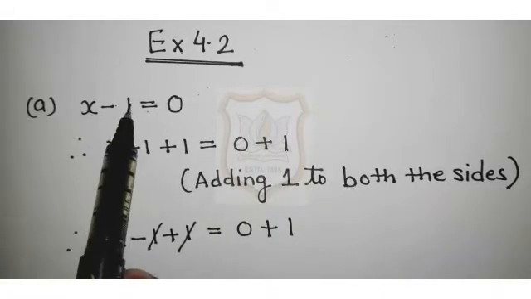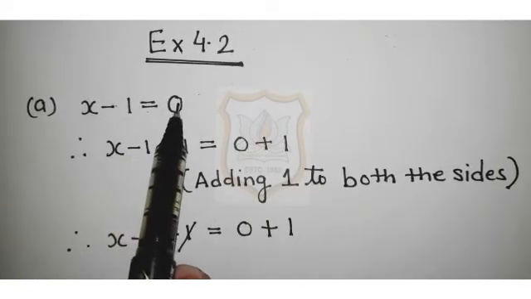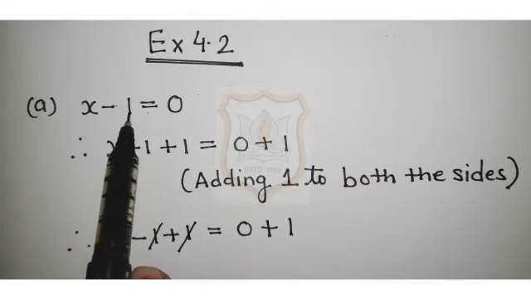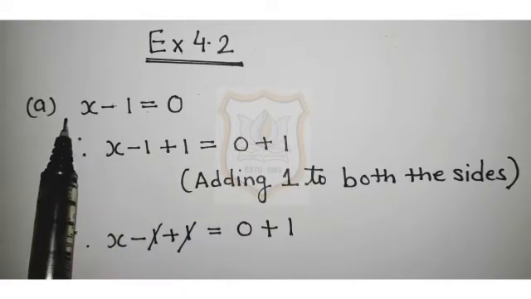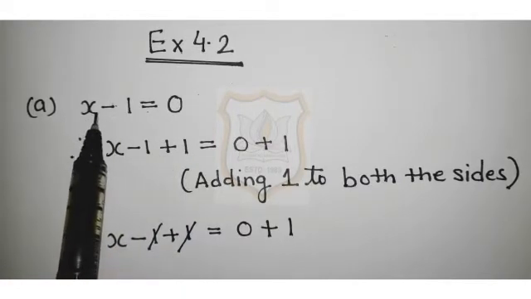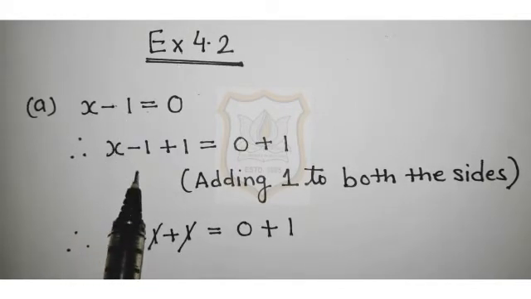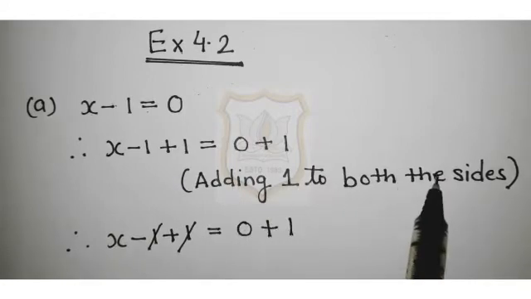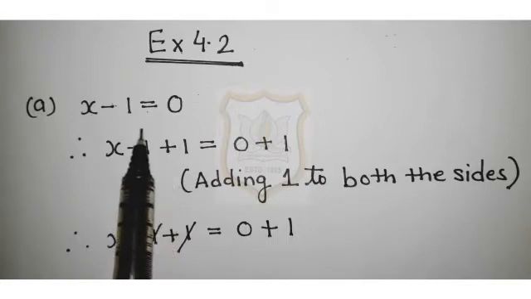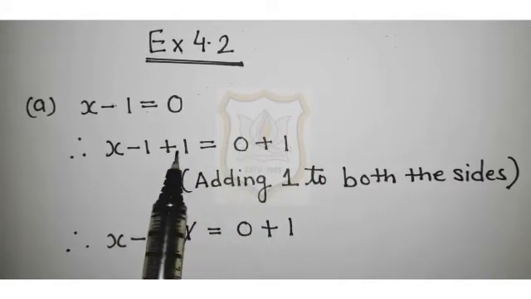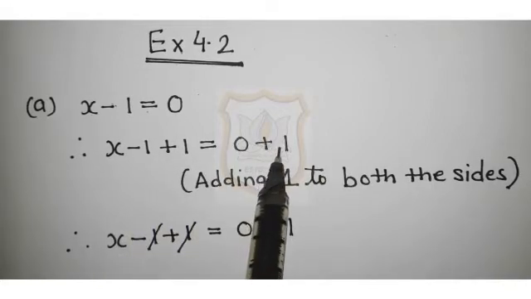That is x minus 1 is equal to 0. In this equation, x minus 1 is LHS, left hand side, and this 0 is RHS, right hand side. First step, we have to separate this x from the constant term minus 1. To separate this, we have to add 1 to both sides. As I told you earlier, we must do the same operation on both sides of the equation. If we are adding some number to the right hand side, then we have to add the same number to the left hand side also.